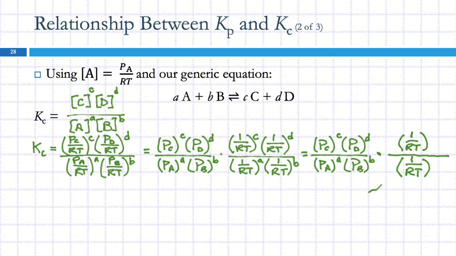Let's just think about exponents for a minute. If I have x to the A times x to the B, we add the exponents, right? So that's the same as x to the A plus B. Okay. Little math review there. So here I've got 1 over RT to the C times 1 over RT to the D. And so that's 1 over RT to the C plus D. And then in the denominator, we have A plus B.